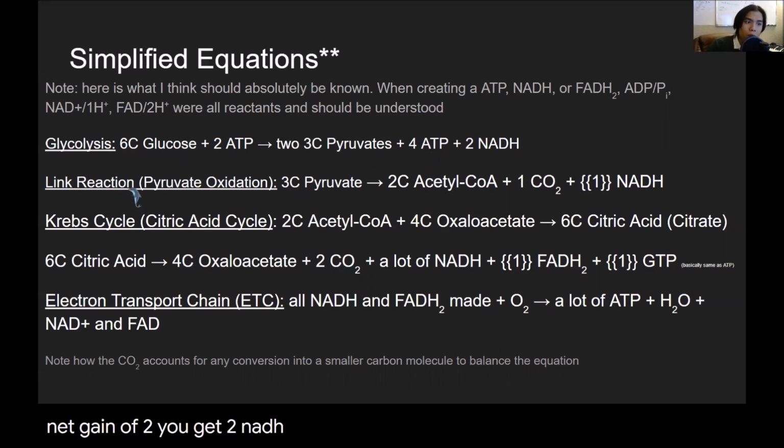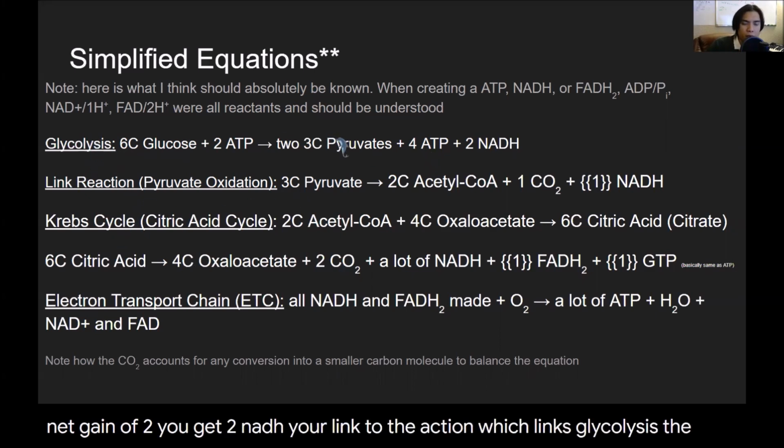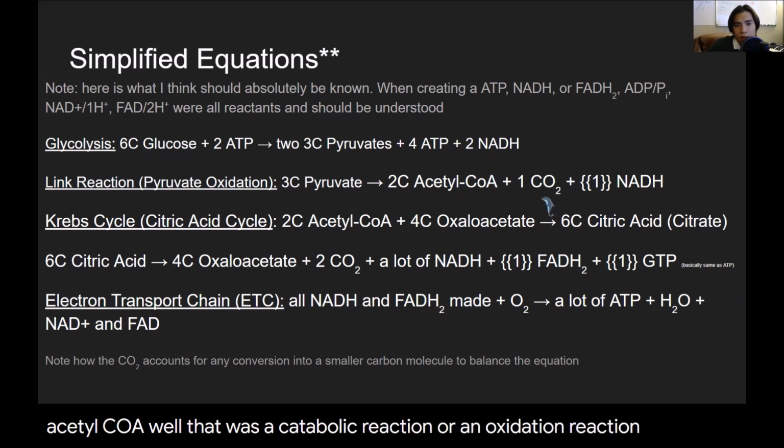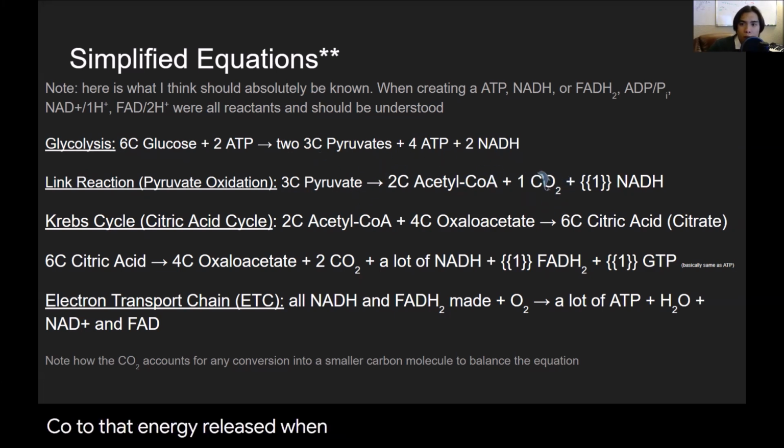Your link reaction, which links glycolysis with the Krebs cycle, for each 3-carbon pyruvate, you convert that into a 2-carbon acetyl CoA. Well, that was a catabolic reaction or an oxidation reaction to get 1 CO2. That energy released from the oxidation catabolic reaction was used to reduce an NAD plus into NADH.